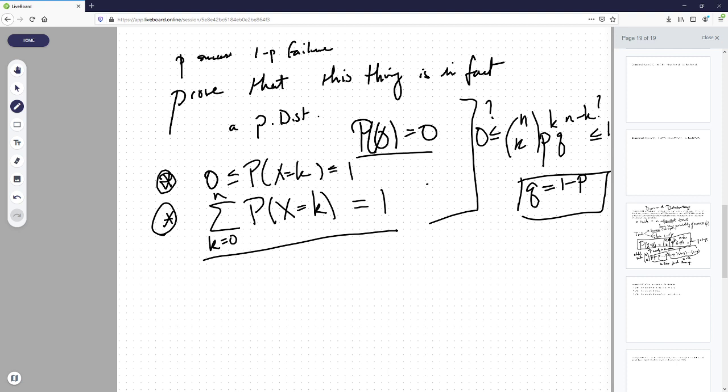A null set is just an empty set, right? It's a set with no elements. Anyway, okay, so is this thing between 0 and 1?